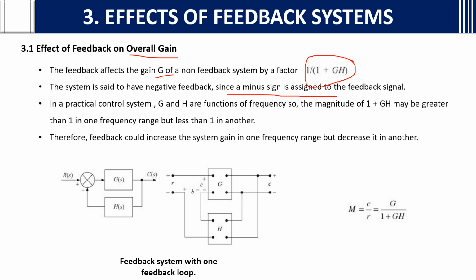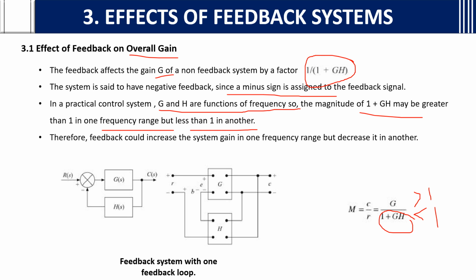In a practical control system, G and H are functions of frequency. The magnitude of 1 plus GH may be greater than 1 in one frequency range but less than 1 in another. Therefore, feedback could increase the system gain in one frequency range but decrease it in another.